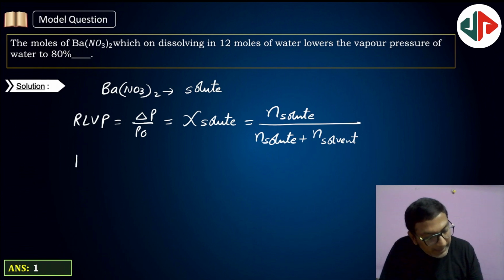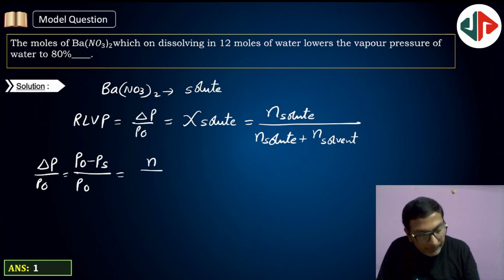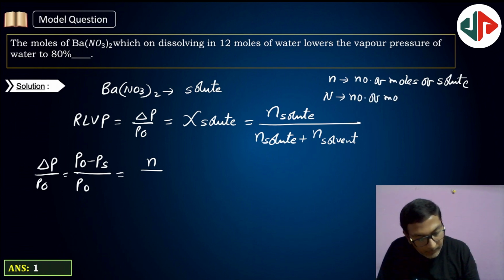So delta P is again P naught minus Ps. So delta P by P naught equal to P naught minus Ps by P naught equal to, say, number of moles of solute small n, and capital N, number of moles of solvent.